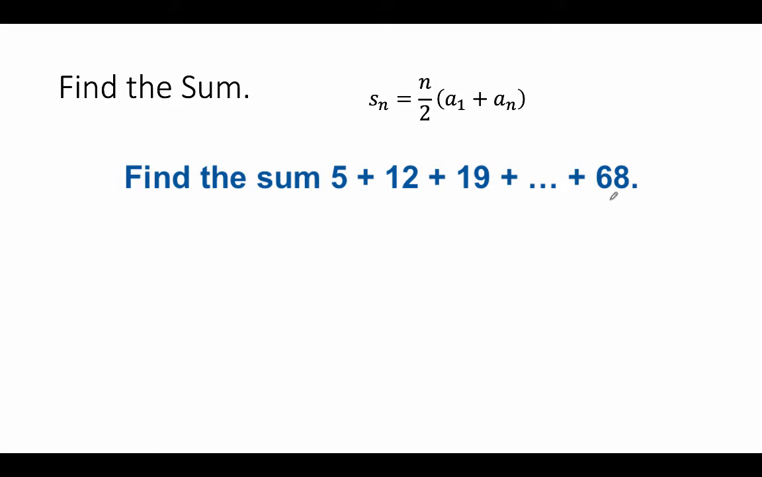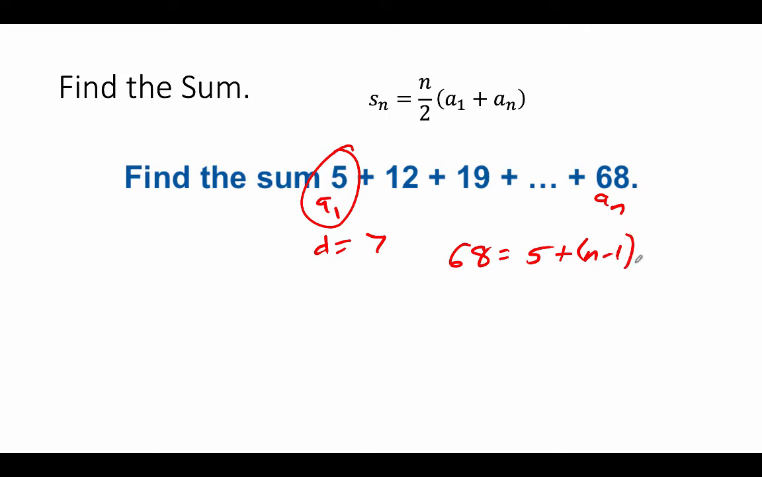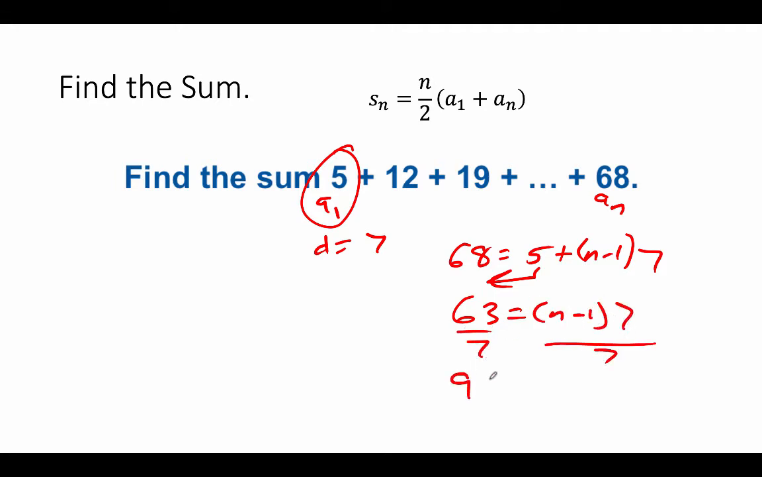Here we go again. You've got to find 68. So I've got a1 and I've got the common difference. This is a1. The common difference is 7. And I've got an is over there. So the first thing I've got to do is find the nth term. 68 is equal to the first term plus n minus 1 times the common difference, which is 7. Subtract 5: 63 equals n minus 1 times 7. Divide by 7, I get 9. If n minus 1 is 9, then n is 10.